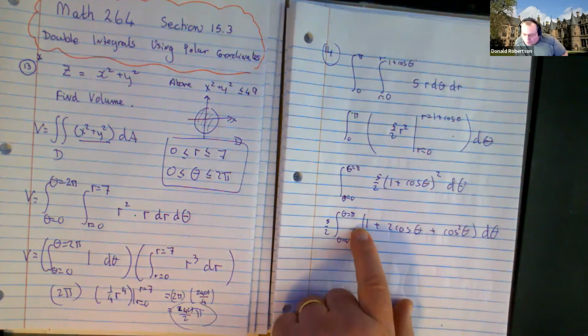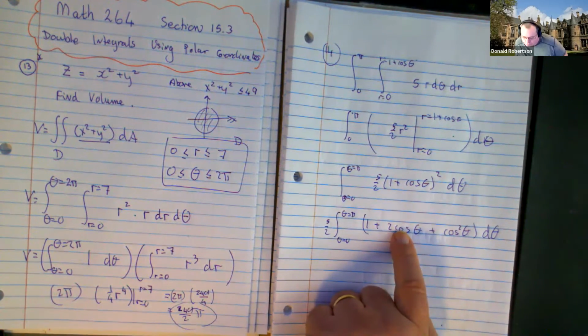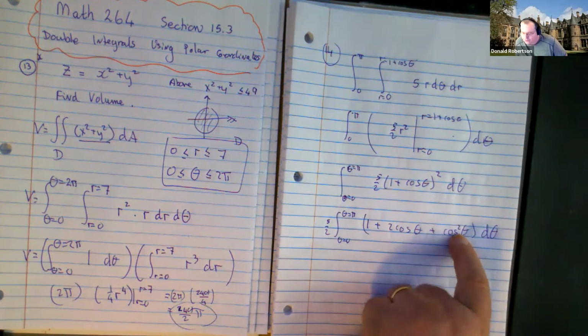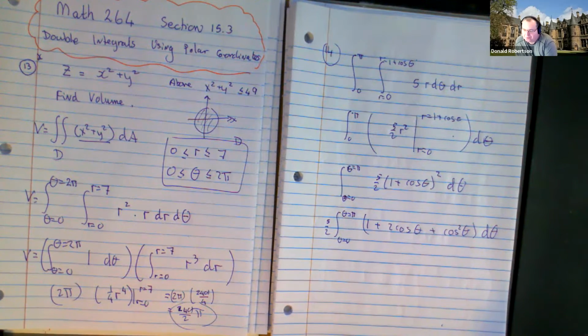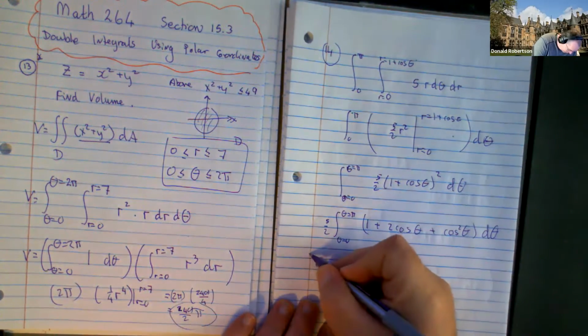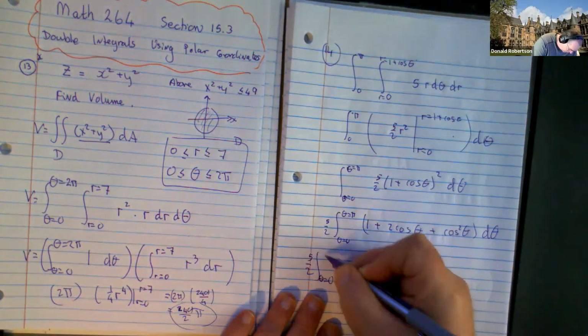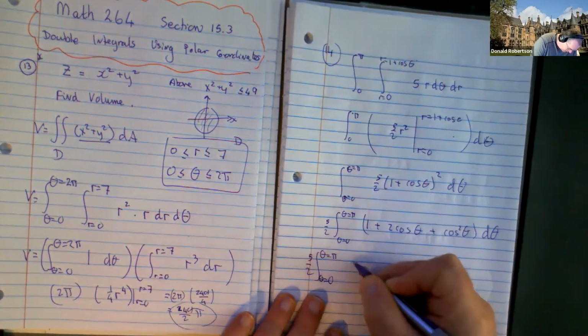Now, I know how to integrate 1. I know how to integrate 2 cosine theta. I have to figure out what cos squared theta is going to be. And I know we did one of these yesterday. Does anybody remember another way to write cosine squared theta, which is going to help us?